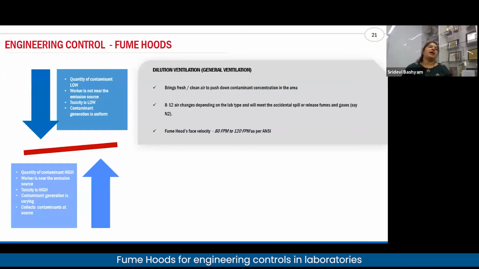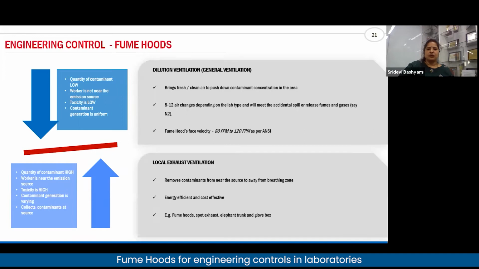So if you see on the engineering controls, there are two different types, where the quantity of the containment is low, and where we need to clearly identify whether it's a low containment or a high containment. The primary control has to be kept in for all the high containment areas. So when you go for high containment areas, we need to be very sure that it removes contaminants, keeps them away from the breathing zone, and is very energy efficient and cost effective.